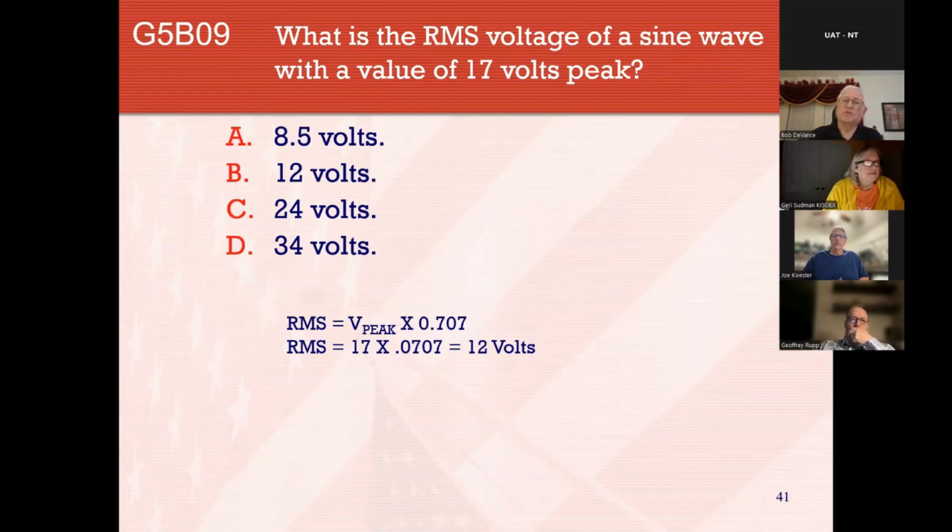What's the RMS voltage of a sine wave with a value of 17 volts peak? Again, we're playing with the values. The peak voltage times 0.707 gives us 12 volts. 0.707 times 17.